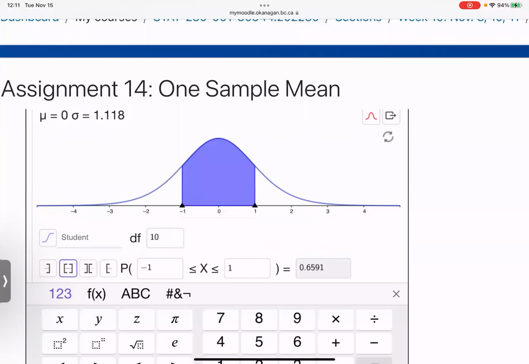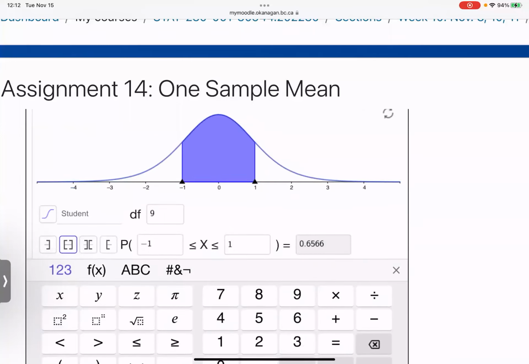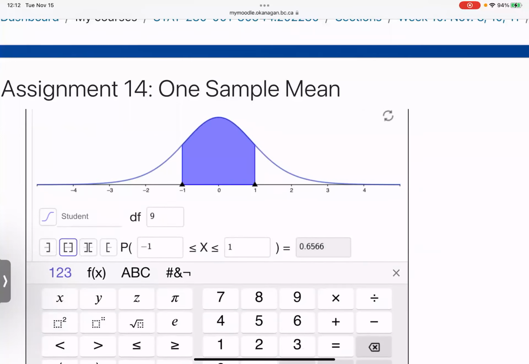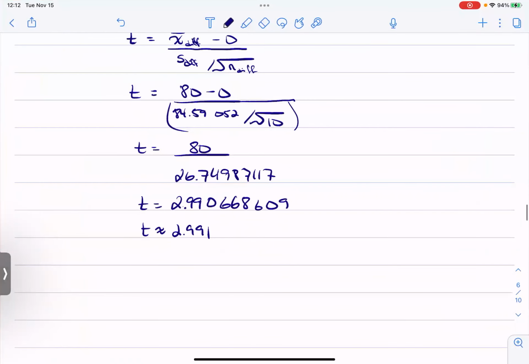I guess I didn't write down that I was about to do step 3. I'll write it before I. Fine, I got ahead of myself. Step 3. Find the p-value.